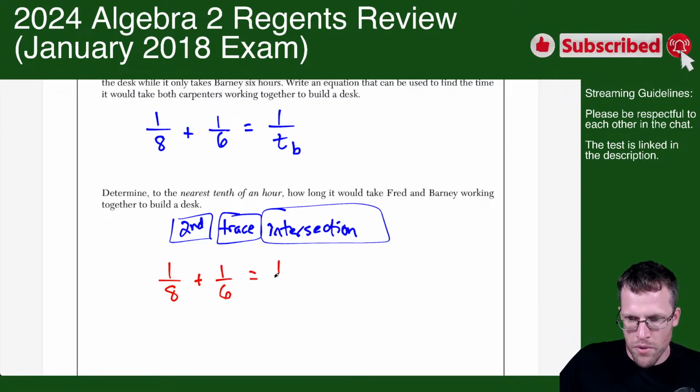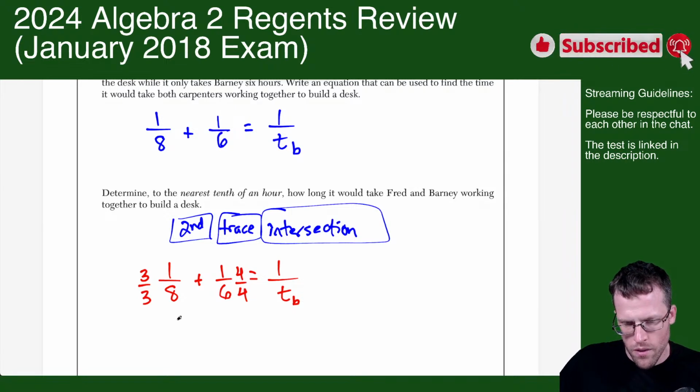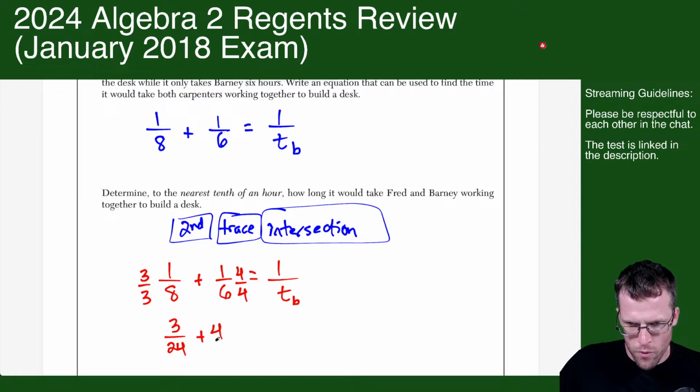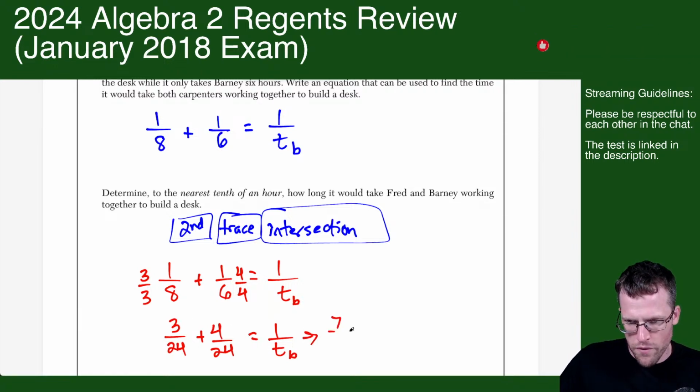All right, so algebraically, let's say I want to do some algebra. Then I need common denominators. I'll do times 3/3, and I'll do times 4/4. So 3/24 plus 4/24 equals 1/T sub B. And now 3/24 plus 4/24 makes this.